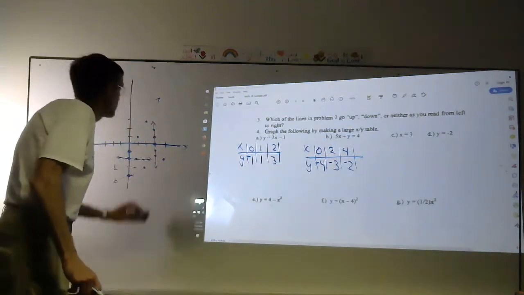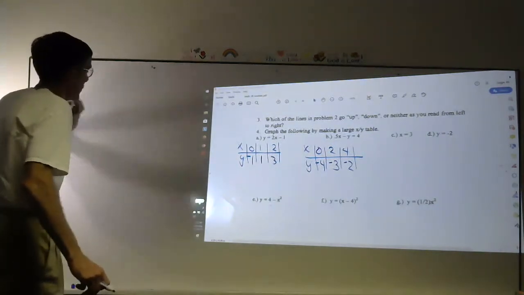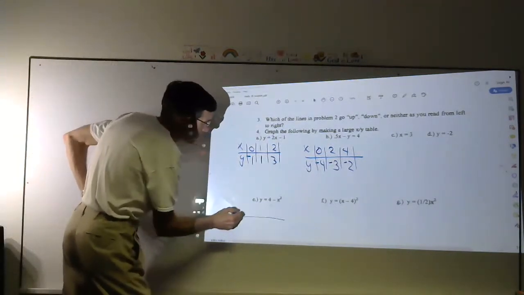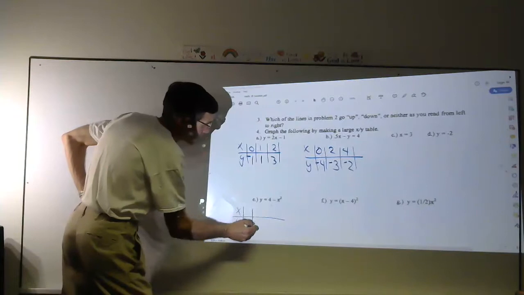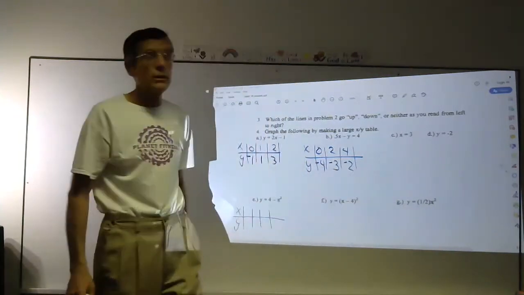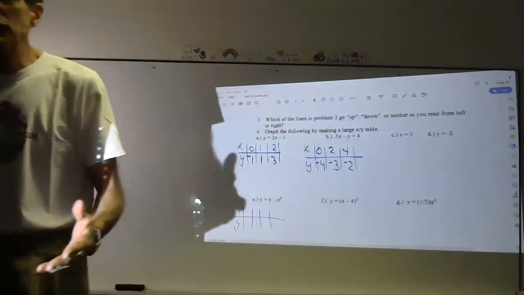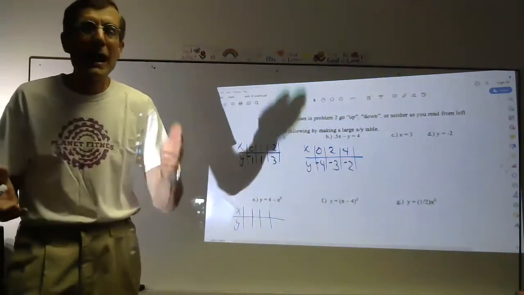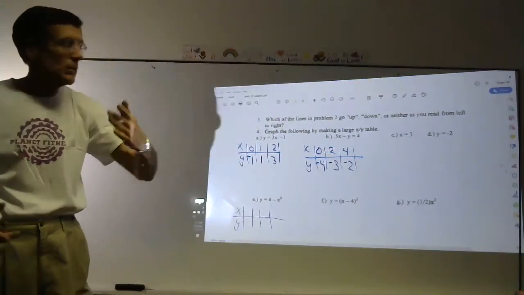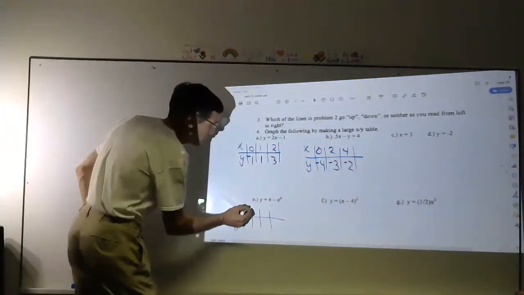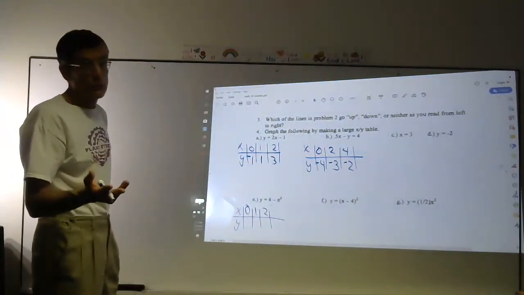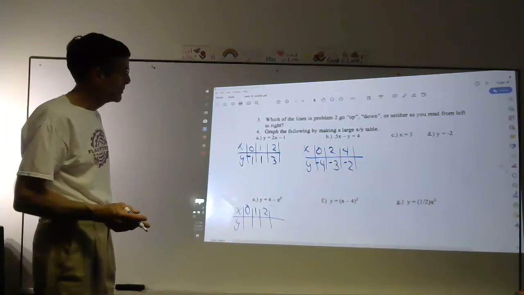Now let's look at these. Let's make a table. Now, because they have an exponent of 2, you know you're going to get a parabola, a nice smooth curve. Okay, so let's try 0, 1, and 2, and we'll probably have to use some more points, but we'll try those just to get started.